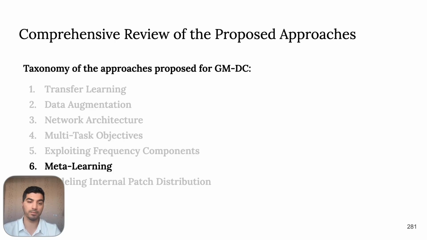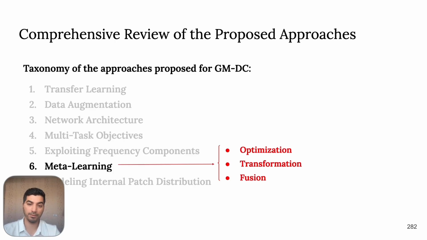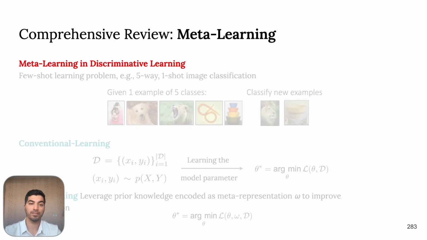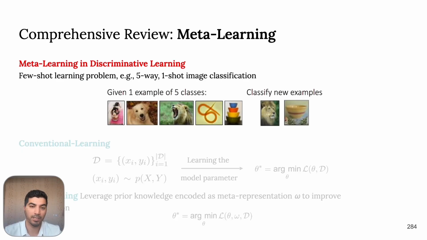Next category is meta learning, which has three main subcategories. First, we discuss meta learning in discriminative learning. Meta learning is largely used to address the few-shot learning problem, where, for example, we have five-way one-shot image classification. In this setup, we have five classes, and for each class, we are given one shot, one example of each class, and we are supposed to learn these classes using only one image per class.